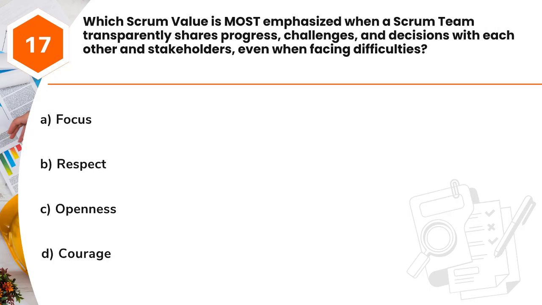Question 17. Which Scrum value is most emphasized when a Scrum team transparently shares progress, challenges, and decisions with each other and stakeholders, even when facing difficulties? A. Focus. B. Respect. C. Openness. D. Courage.